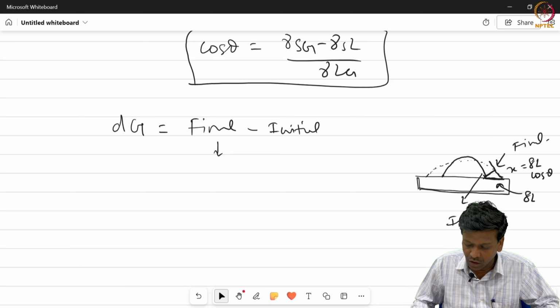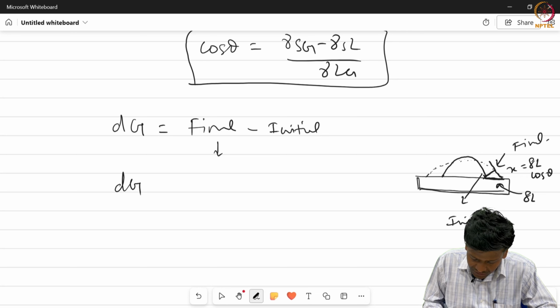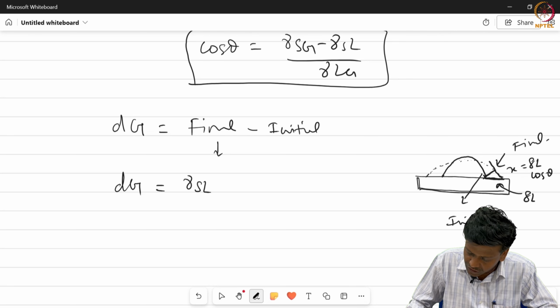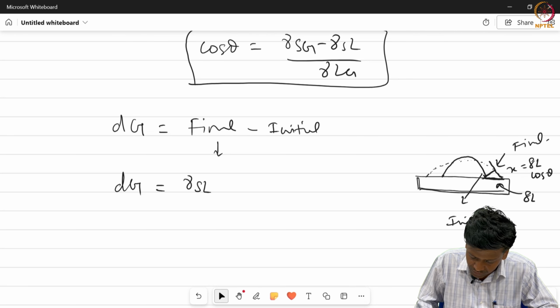We will now write these things in detail in the form of an equation. Let's say delta G, the final, is, I know, gamma SL, because gamma SG is replaced by gamma SL. So gamma SG no longer exists. So it is nothing but gamma SL into delta L.